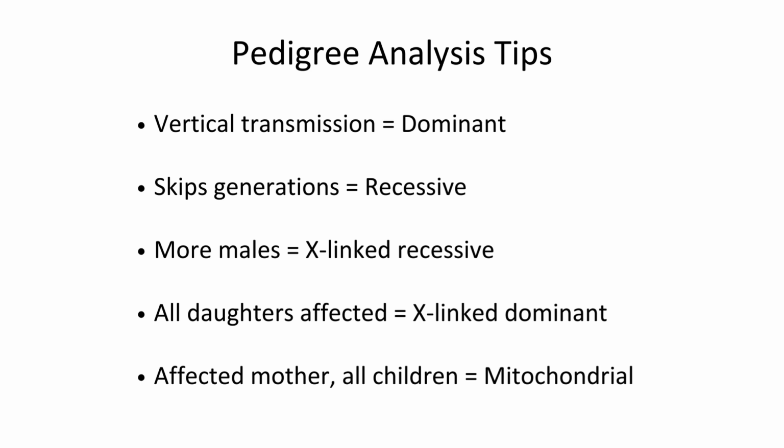When analyzing pedigrees, remember these clues. Vertical transmission suggests dominant inheritance. Skipped generations point to recessive traits. More males affected suggest X-linked recessive. All daughters affected, think X-linked dominant. And maternal-only transmission means mitochondrial. These clues can help you eliminate options quickly in USMLE questions.